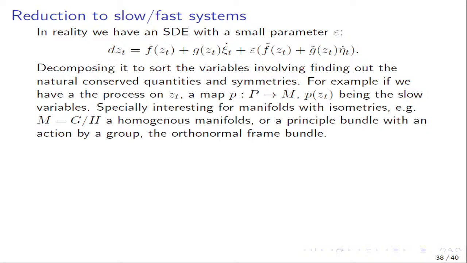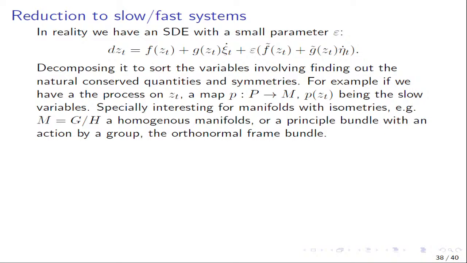If you have an SDE with a small parameter, you want to separate the slow and fast. What you do is take the epsilon part equal to 0 to see what quantities are a function of Z_t. Is there a quantity that is invariant on Z, or whether there's a symmetry? A number of things to do.